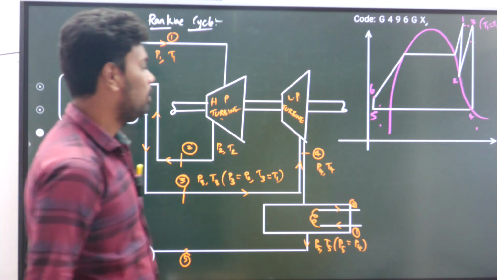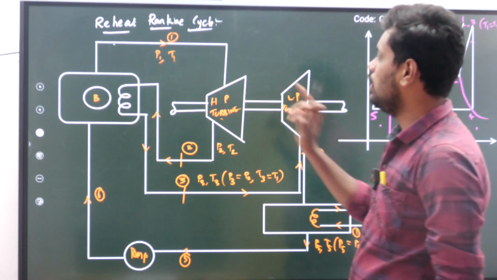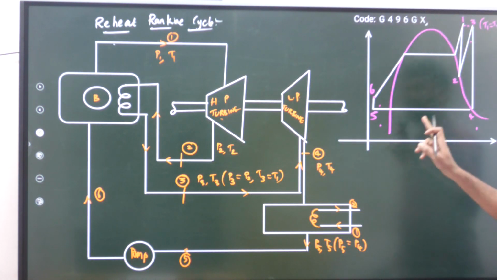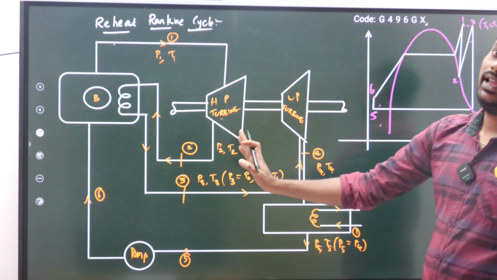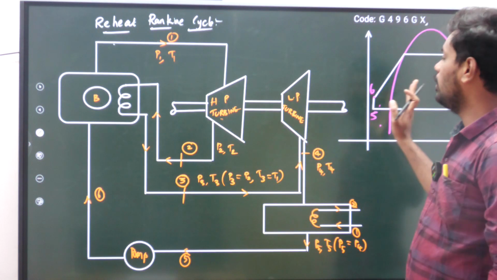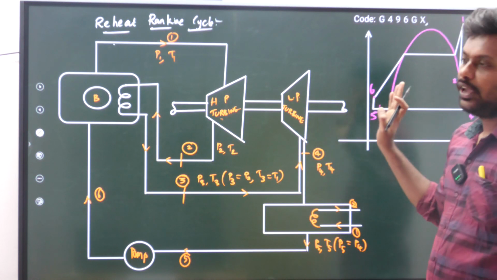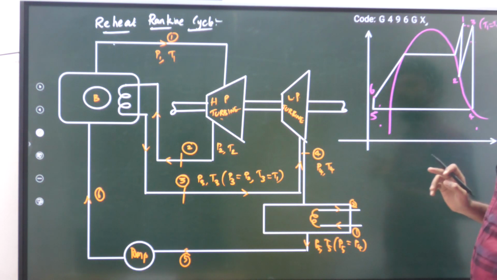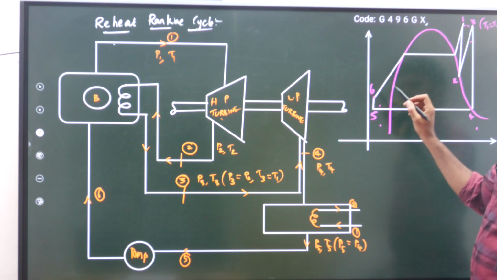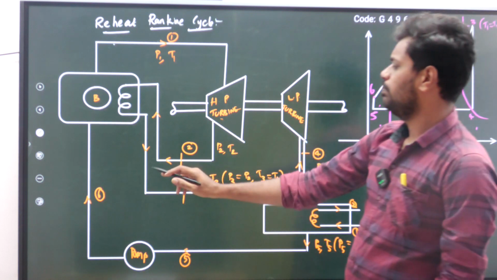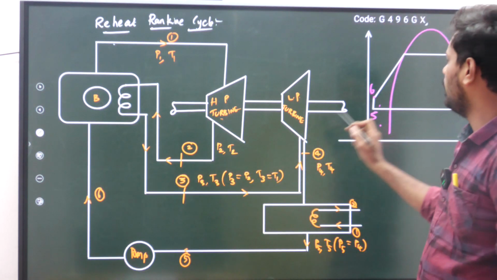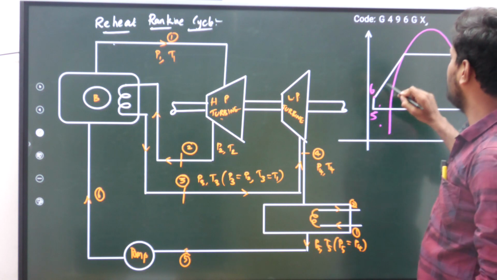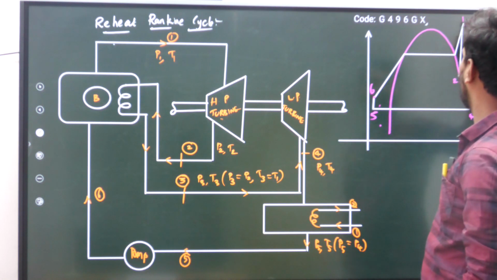Now we will see the TS diagram for the reheat Rankine cycle, so that you understand. If you understand the flow diagram clearly, then you can make this TS diagram easily. Okay, so you see the TS diagram. In the TS diagram, first you take point 6. So 6 is the liquid region, so I have taken it here. I am heating the liquid, it is converting into superheated steam.